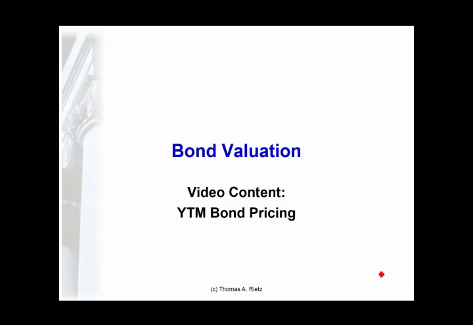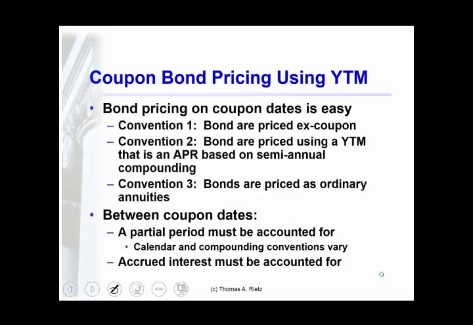to investors, given the price they pay, how much return they get over the life of the bond if they hold it till maturity. The convention is that the price is ex-coupon. That means the price is on a coupon date after the coupon has been paid. Usually, bonds are priced with a yield to maturity that reflects semi-annual compounding, so there's a payment every 6 months, and they're priced as ordinary annuities. This gets you the value on each coupon date.